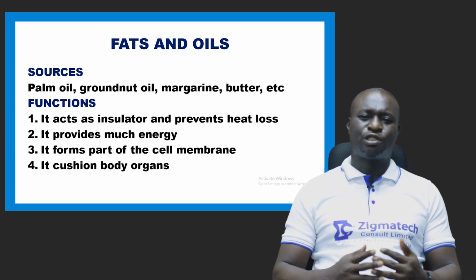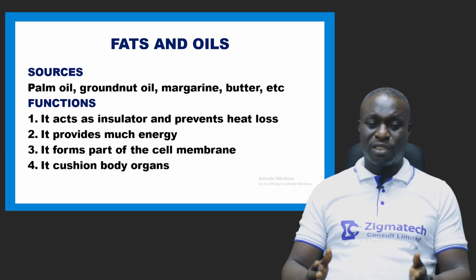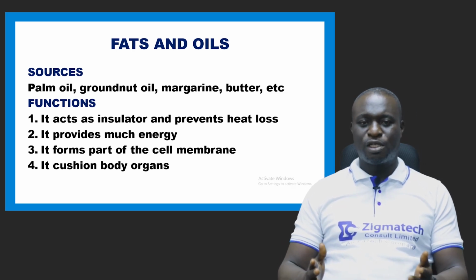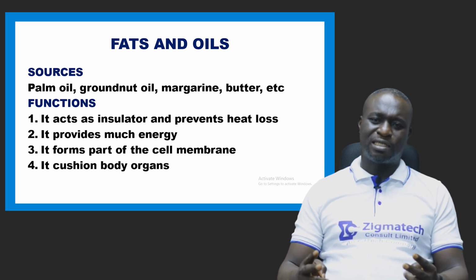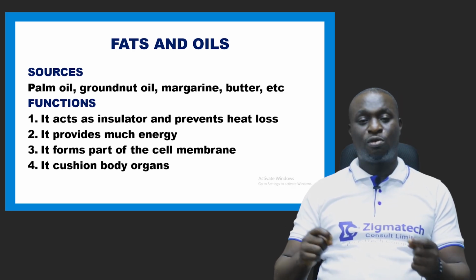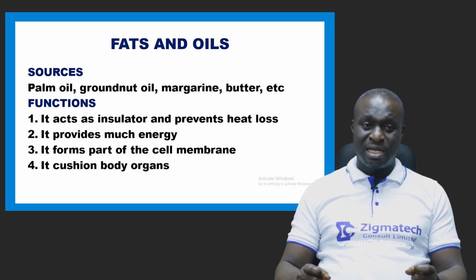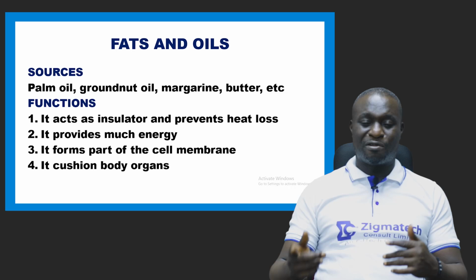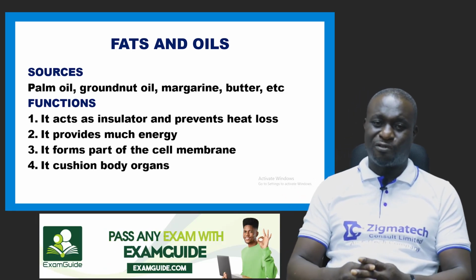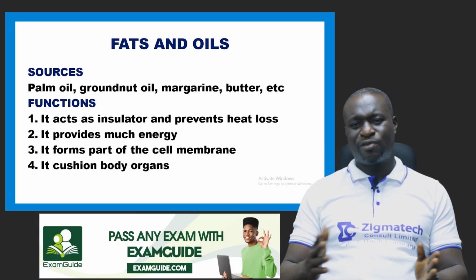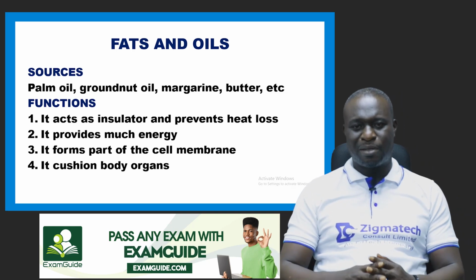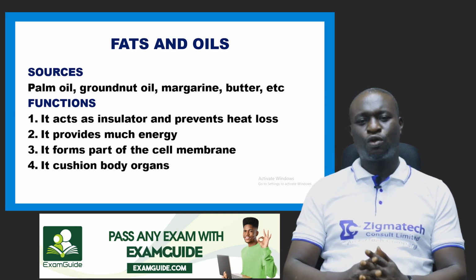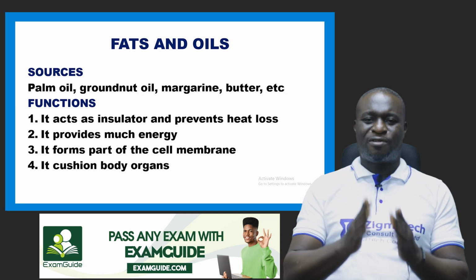Now, we have different sources of fats and oils, but for your information, we have two types of fats and oils. We have the water-soluble and then we also have the fat-soluble. That should be in terms of vitamins, where we have the fat-soluble vitamins and the water-soluble vitamins. My bad. Today, what we're looking at is fats and oils.